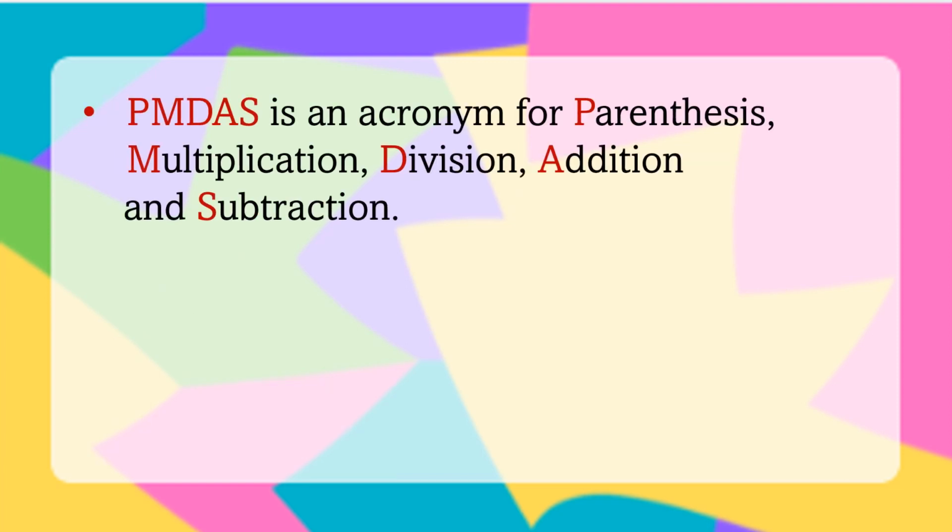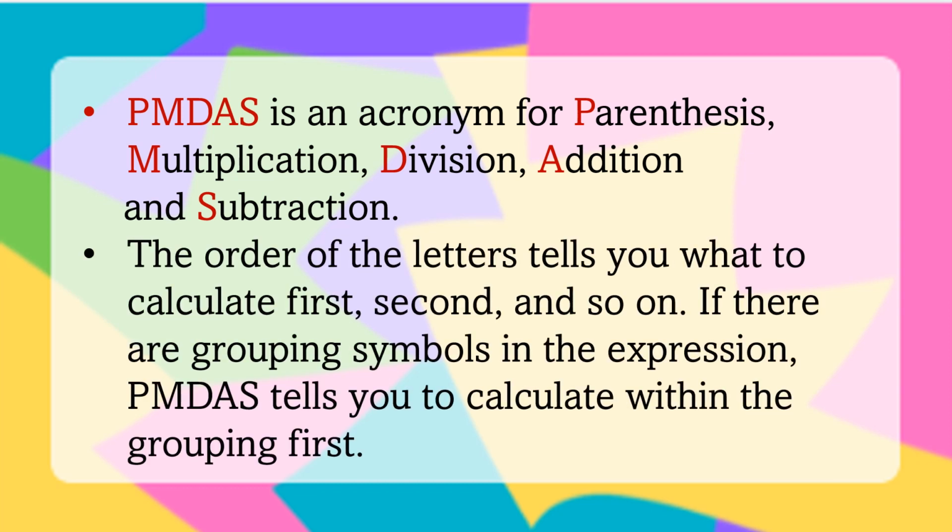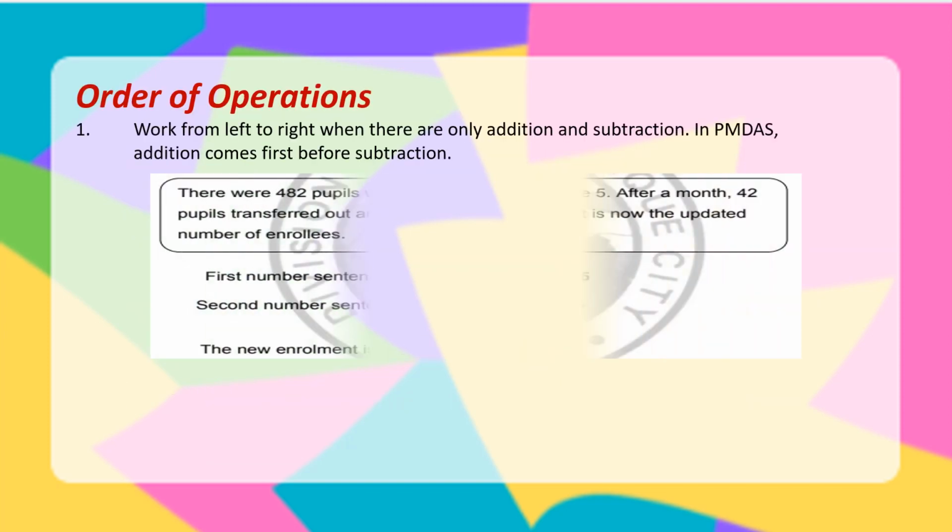Okay, for our topic today, which is PEMDAS, from the acronym, P stands for parentheses, M stands for multiplication, D stands for division, A stands for addition, and S for subtraction. The order of the letters tells you what to calculate first, second, and so on. If there are grouping symbols in the expression, PEMDAS tells you to calculate within the grouping first. Alright, so let's have the order of operations.